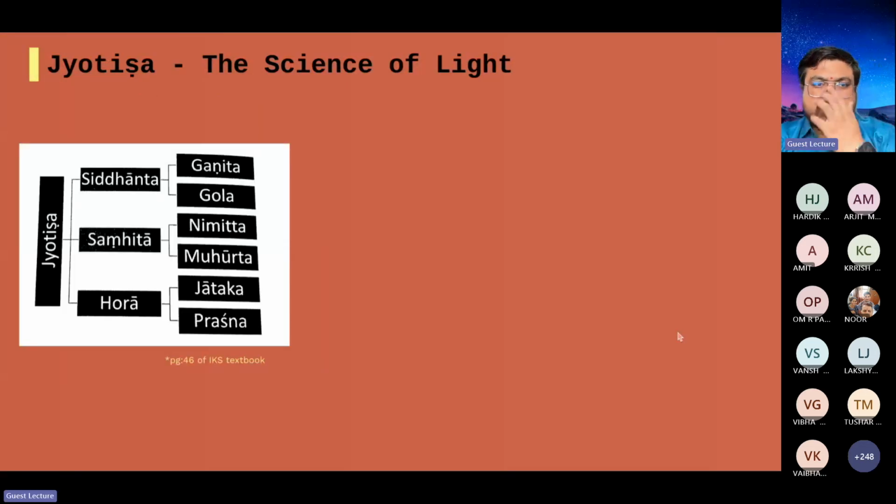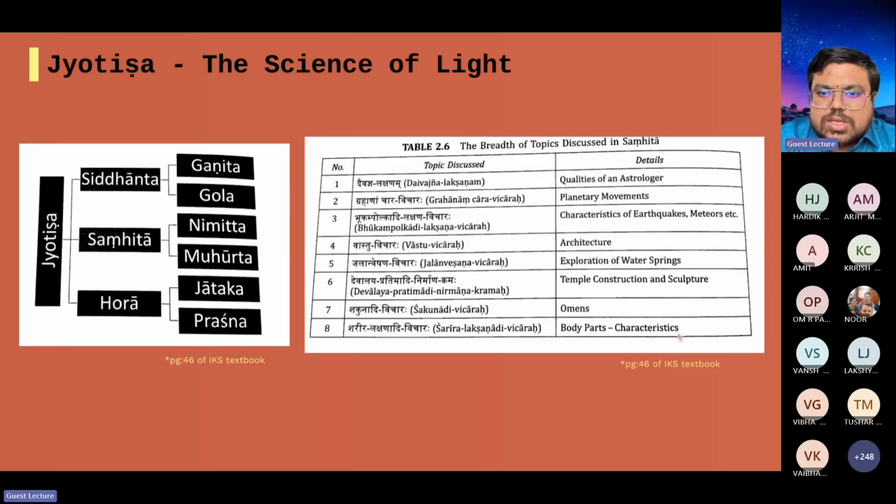So as I said, Jyotisha is categorized as Siddhanta, Samhita, Hora. Siddhanta has Ganita and Gola, Samhita has Nimitta and Muhurta, Hora has Jataka and Prashna. And as you can see, the breadth of topics discussed in Samhita, for example, Daivajna Lakshanam, that means qualities of an astrologer. First, who can be an astrologer? Not any roadside person can become an astrologer. You need certain qualities. You should have been following certain rites, certain way of lifestyle to become an astrologer.